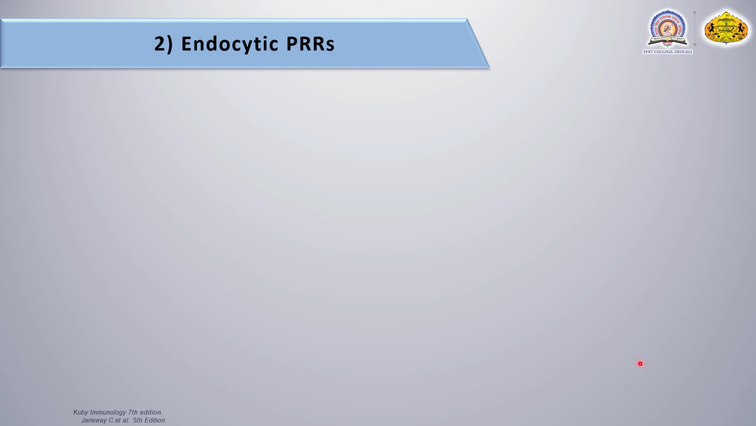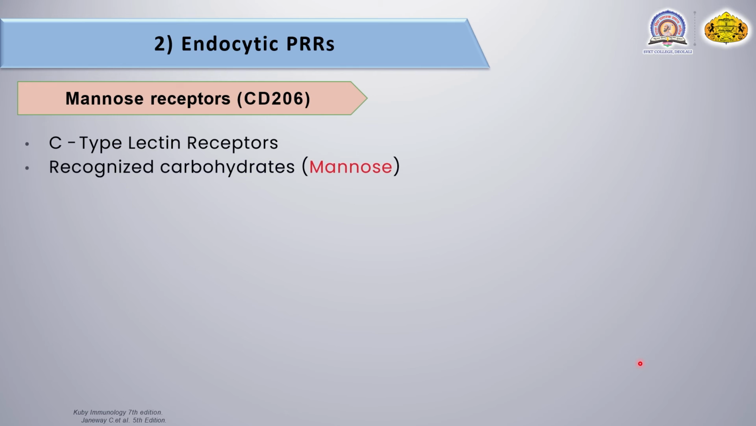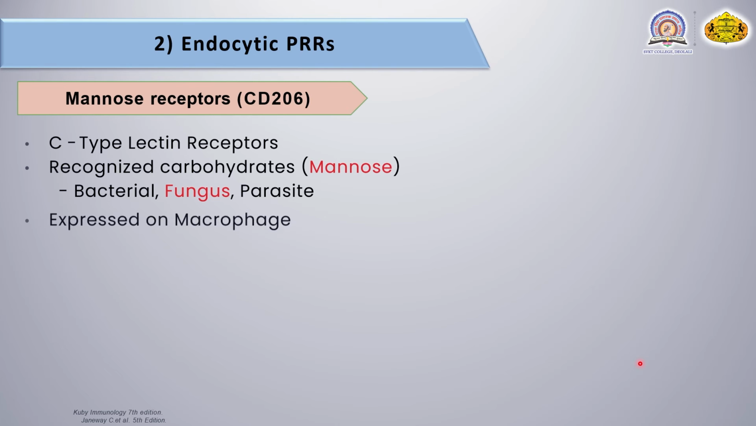The second type of pattern recognition receptors are called endocytic pattern recognition receptors, which are present inside the cell. Their example is the mannose receptor, whose code number is CD206. Then the C-type lectin receptor. These recognize carbohydrate, the mannose type of carbohydrate. Especially they are present on bacteria, fungi and other types of parasites on their cell surface here.